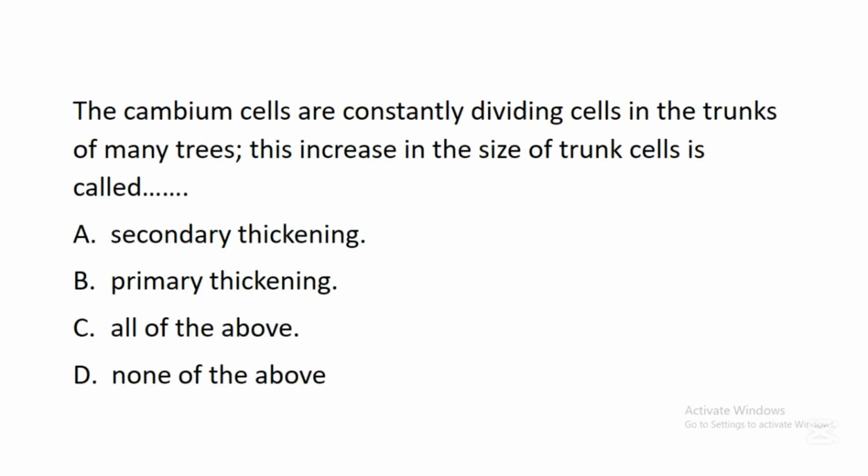The next question says, the cambium cells are constantly dividing cells in the trunks of many trees. This increase in the size of trunk cells is called dash. A. Secondary thickening. B. Primary thickening. C. All of the above. D. None of the above. In this question, the correct answer is A. Secondary thickening.